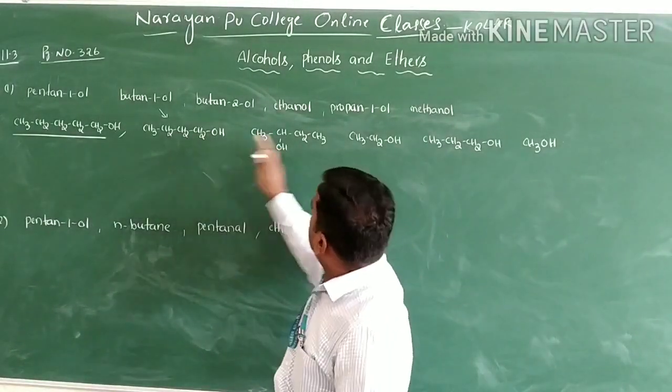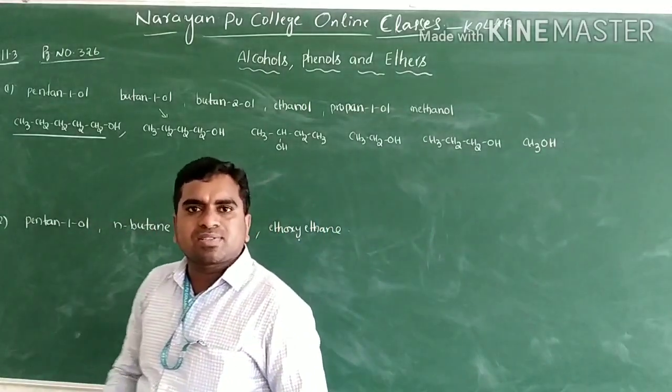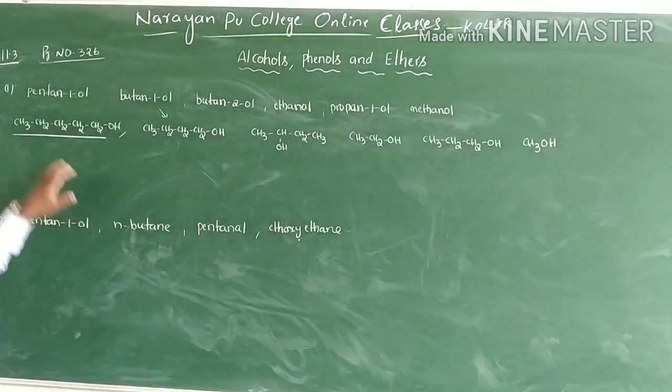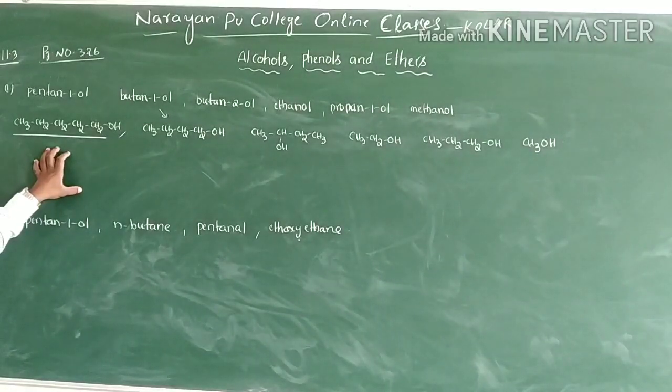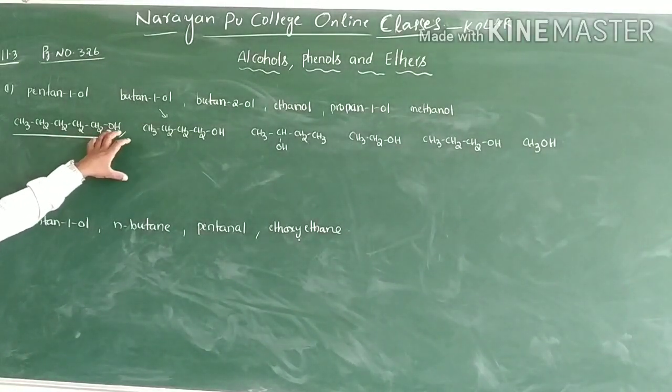Clear? So everywhere hydrogen bonding is common. So that's why you have to consider the van der Waals forces here. As the length of the chain increases, van der Waals forces increase, then boiling points increase.